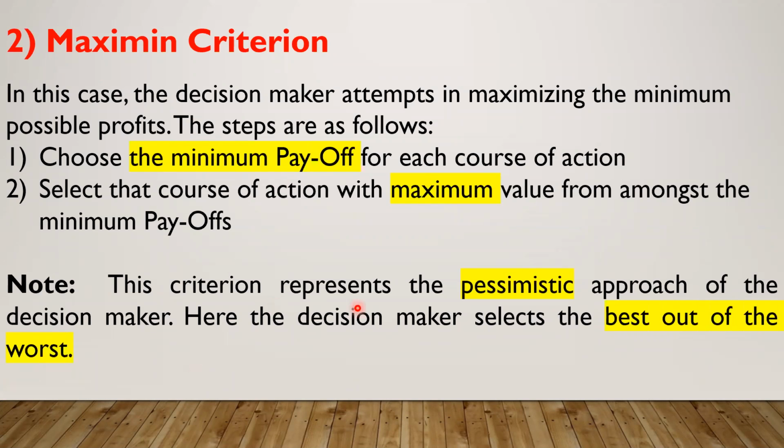So this criterion represents the pessimistic approach of the decision maker. So here the decision maker selects the best, the maximum, but out of the worst, not best out of the best. Not maximum out of maximum, but maximum out of minimum. So best out of the worst. Okay, so that is called Maximin criterion.